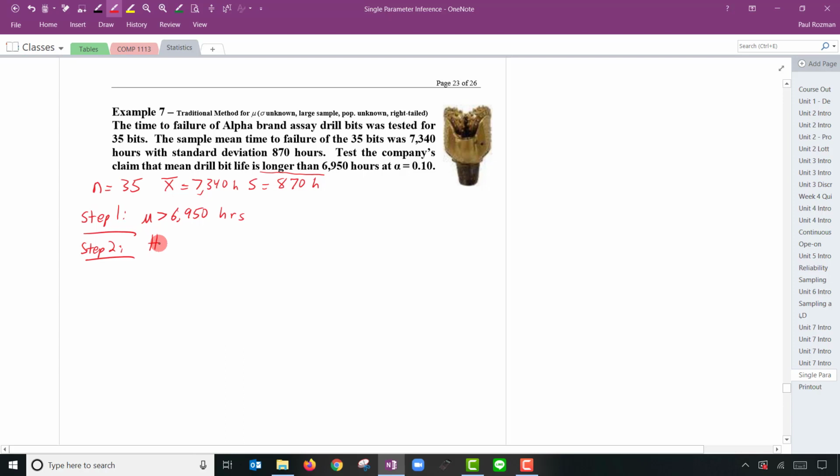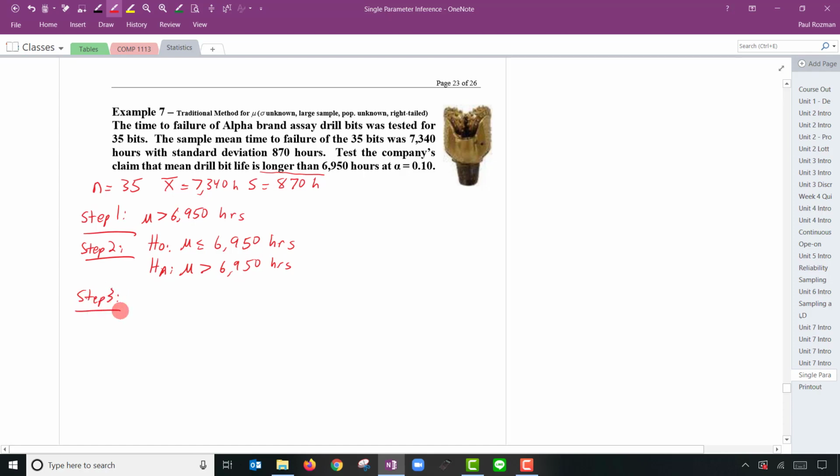Step number 2, to do this, we'll have our null and alternative hypotheses. Because this claim does not have an equal sign in it, it will have to sit in the alternative hypothesis position. So alternative hypothesis is mu greater than 6,950 hours. Our null hypothesis is then just the opposite. So we're basically going to assume the opposite of the claim is true throughout our analysis.